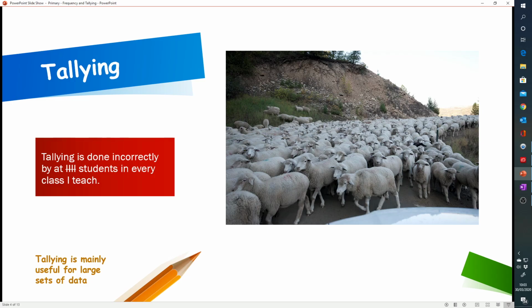Now you can see in the picture on my right a picture of all these sheep, which we could tally and find a way of making sure we've got them all. In fact, after we've done that, we probably want to draw a bar chart. I'm not apologising for that.